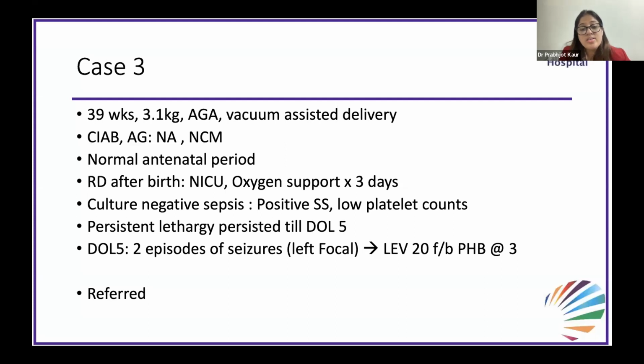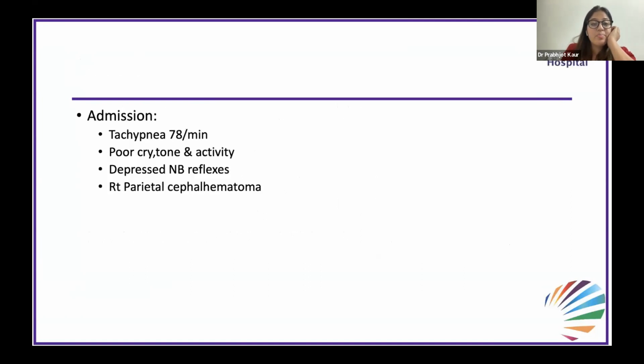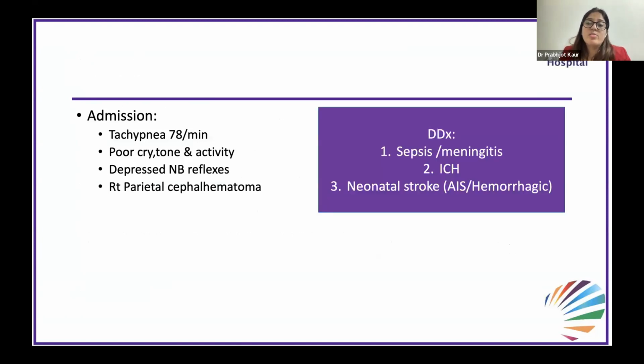Now the reason for concern was the baby had persistent lethargy even till day of life 5. So the baby was being managed for possible sepsis. Now on day 5 of life, the baby had 2 episodes of left focal seizures, for which the baby was loaded with levetiracetam and then was given phenobarbital, and subsequently was referred in view of both seizures as well as persistent lethargy. So at the time of admission, the baby was tachypneic, had a poor cry, tone, and activity, suggesting encephalopathy. All newborn reflexes were depressed, and a right parietal cephalhematoma was present.